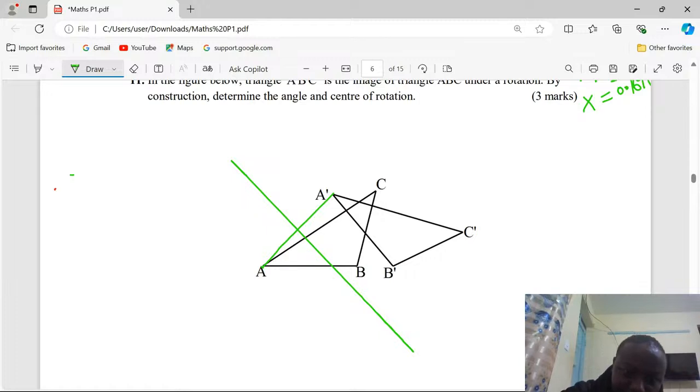Actually, I'll be sharing this paper to some people. Make sure you print and work it practically. I'm just estimating a perpendicular bisector.